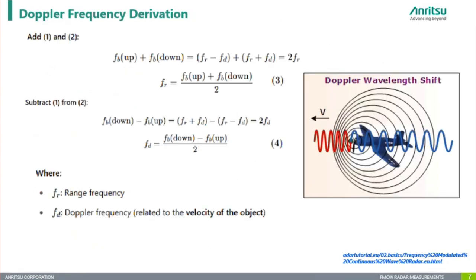Once we add equations 1 and 2, we get the range frequency, and when we subtract equation 1 and 2, we get the Doppler frequency, which will give the information of the velocity of the target.